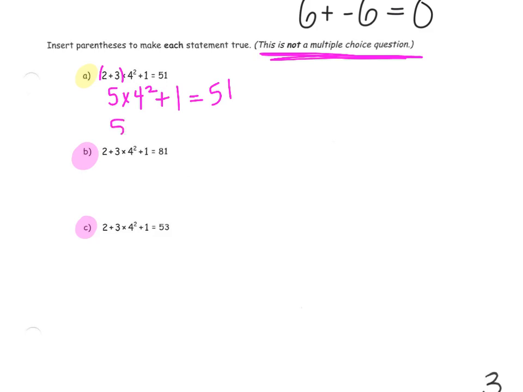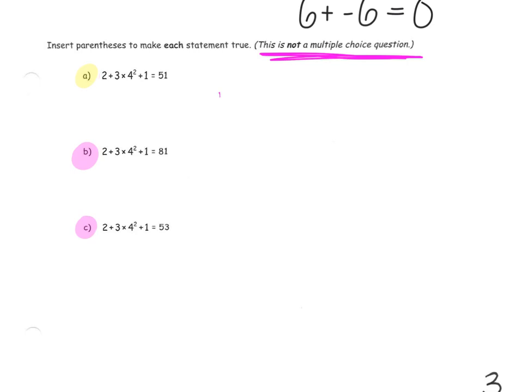Okay, well, 5 times 16, because we have 4 squared plus 1. I'm just following my order of operations. I can already tell this is not going to work. 16 times 5 is 80. So I have 81 equals 51, so that's no good. Okay, so that didn't work. What else can we try?